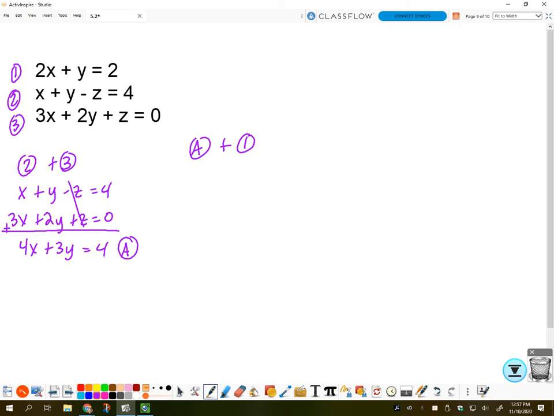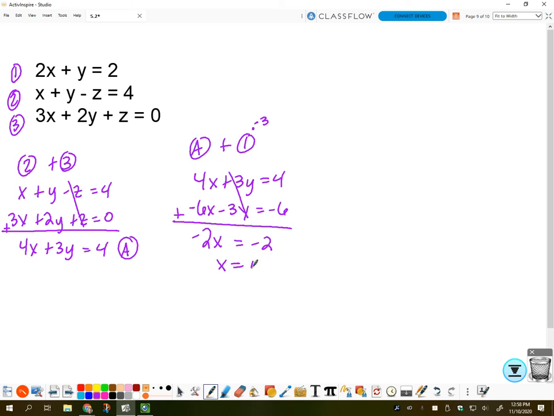And I want to get rid of a variable. Do you want to get rid of x? Do you want to get rid of y? It really doesn't matter. If you multiply by negative 2, you can get rid of the x's. If you multiply by negative 3, you can get rid of the y's. I'll multiply by negative 3. So equation A stays the same. Equation 1, you're going to have negative 6x minus 3y equals negative 6. So negative 2x, y's cancel, equals negative 2. So x is 1. Alright, so we know that x is 1.